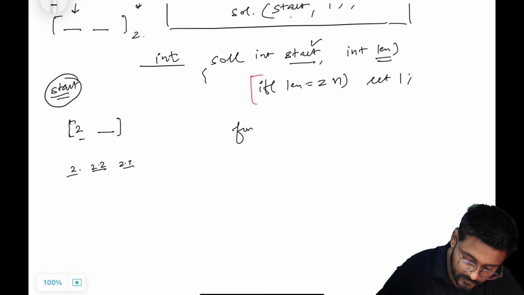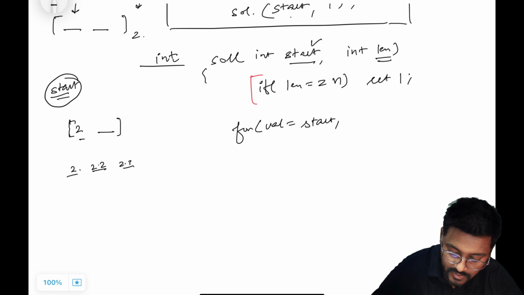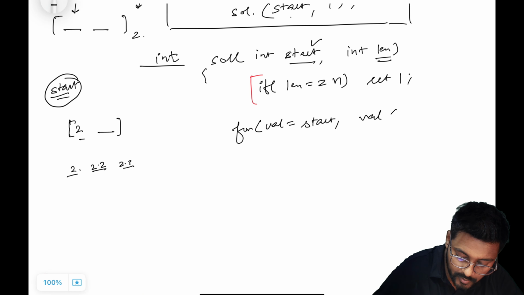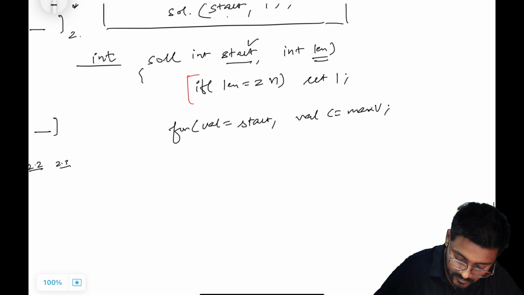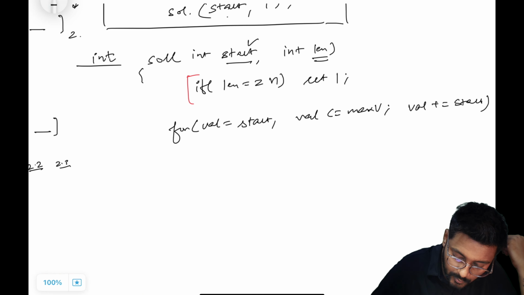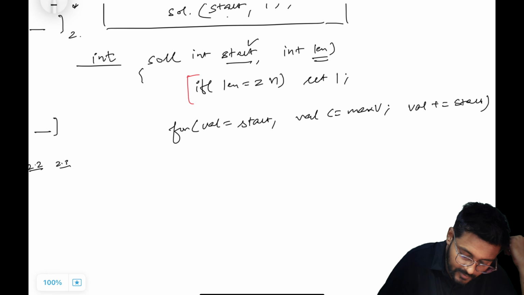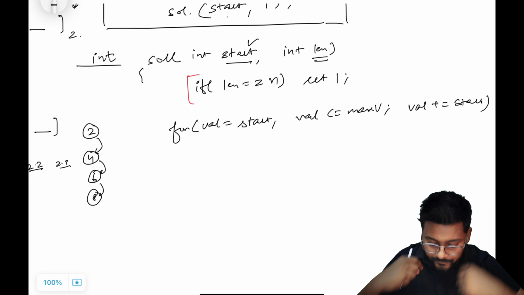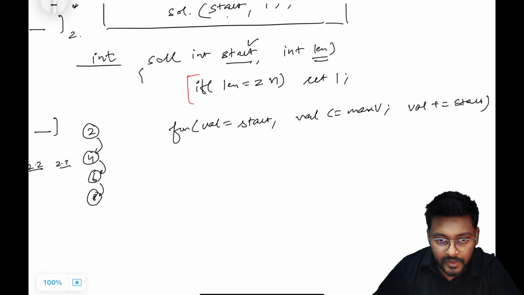The value I can take for this position is, let's say value, and this value is going to start with start, and this value should be less than or equal to max value. That is a condition for our ideal array. And value plus equal to start. What does plus equal to start mean? It means if I am starting with 2, I can pick 2, I can pick 4, I can pick 6, I can pick 8, I can pick anything. Any multiple of 2 I can pick.